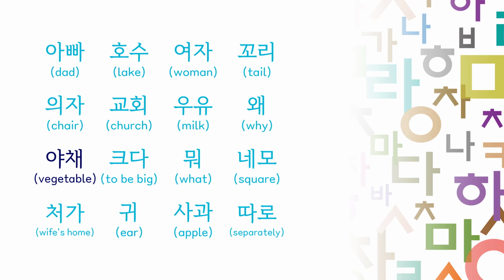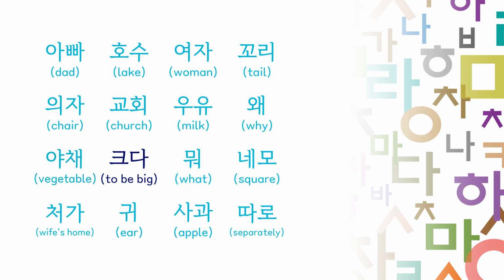The next word is 야채, 야채. And this means vegetable. In the first syllable, we again use iung with the vowel ya, the Y glide vowel ya. So it's just ya. And in the second syllable, we have the consonant 치읓 with the vowel 에. So it's 채. So this is 야채, a vegetable.